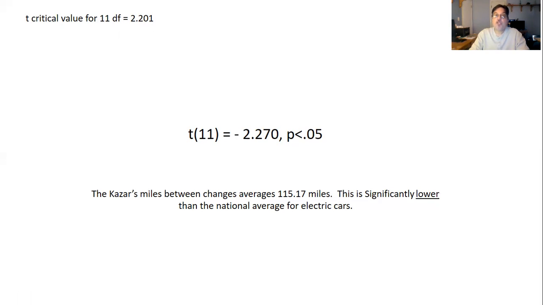So t with 11 degrees of freedom is equal to negative 2.270, p is less than 0.05, which means we have a significant finding. And the other part is you can always look at the mean and see that our mean was below the other mean. We know that this is a significant analysis. That means our score ends up being significantly less than the rest of the market. So the interpretation of this is our new electric car, the average miles between charges, is 115.17. This is significantly lower than the national average of cars.